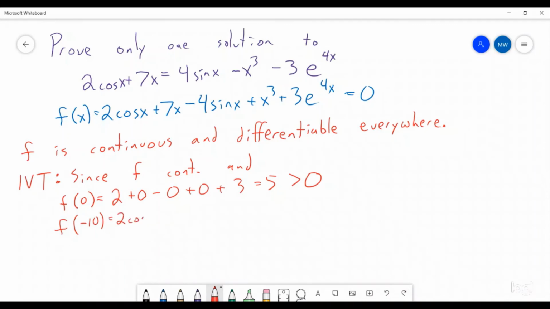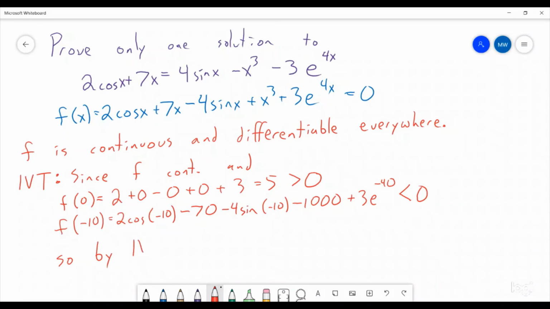equals 2 cosine of negative 10 minus 70 minus 4 sine of negative 10 minus 1,000 plus 3e to the negative 40. So let's see, 2 cosine of negative 10, that's between negative 2 and 2. Negative 4 sine of negative 10, that's between negative 4 and 4. But then the negative 70 and the minus 1,000, that's a really, really big negative number. And then the 3e to the negative 40, that's close to 0. So that whole thing is less than 0.